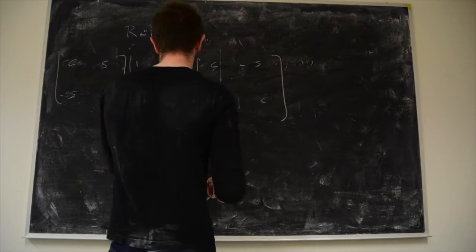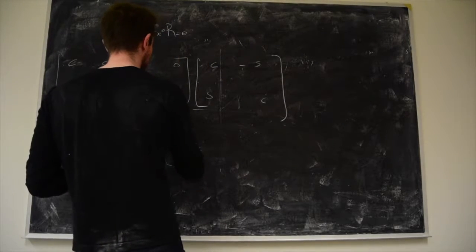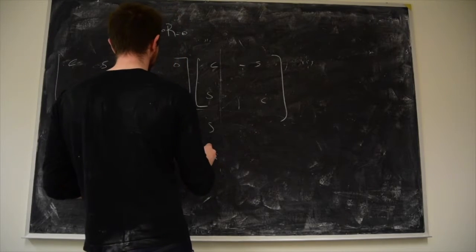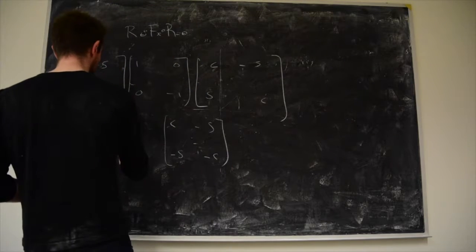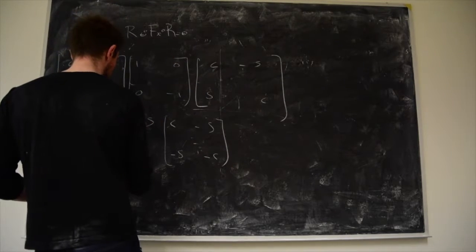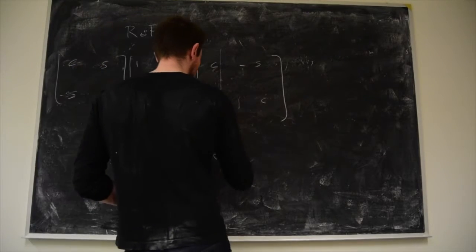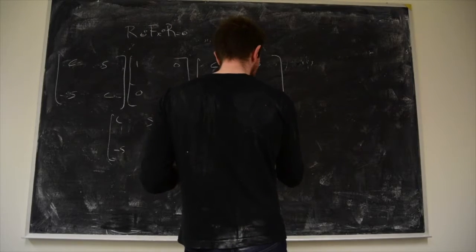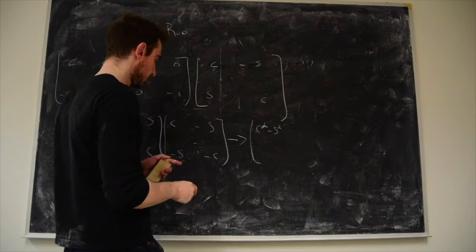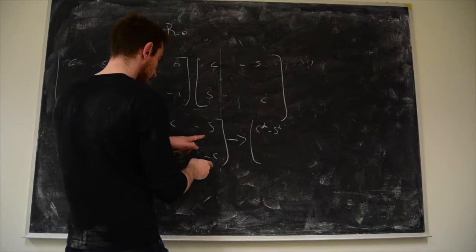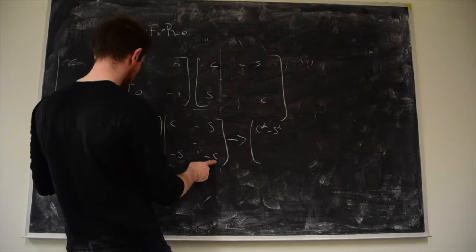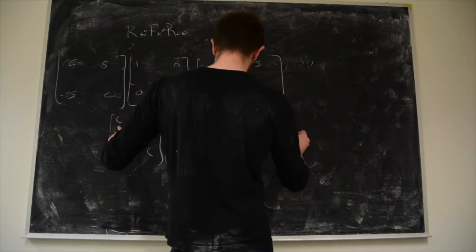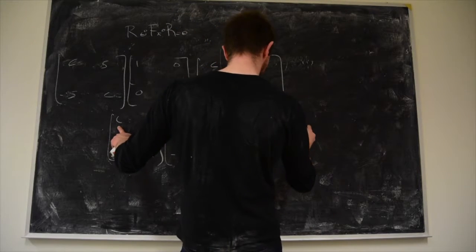And what does this give me? Well, this one turns into c, negative s, s, negative c. And then I'm multiplying this by c, s, negative s, c. And this gives me c squared minus s squared. Yeah, c squared minus s squared. Negative cs, negative cs, negative cs. So this is, yeah, negative 2.